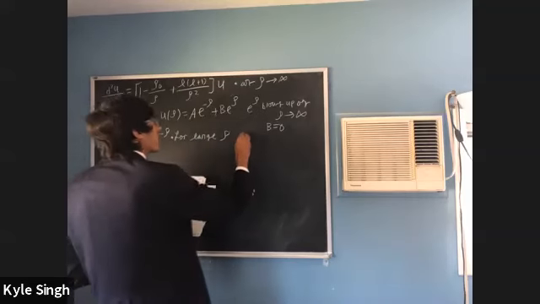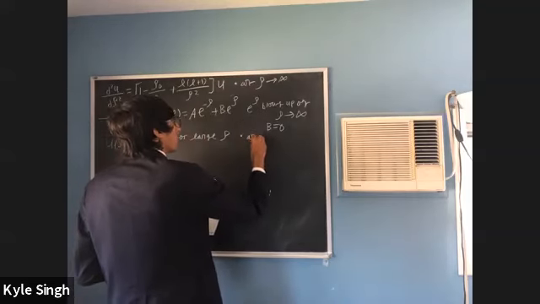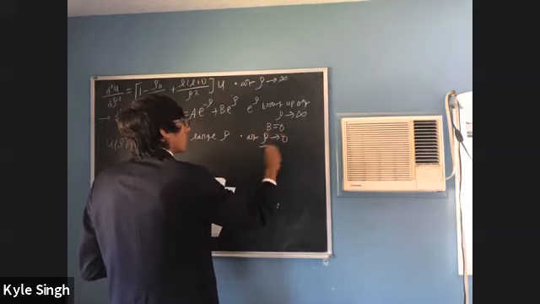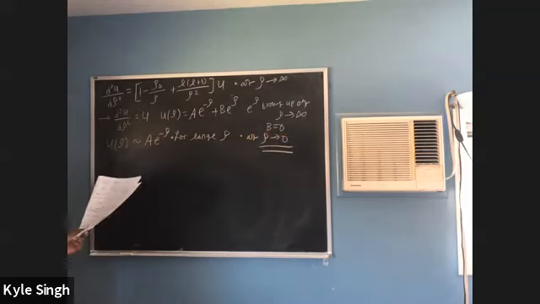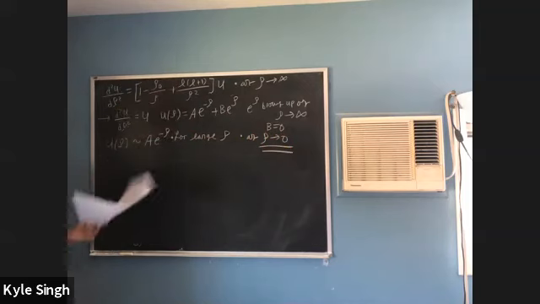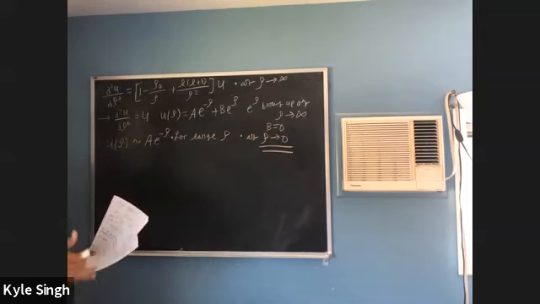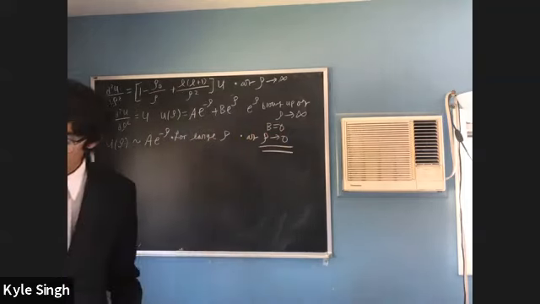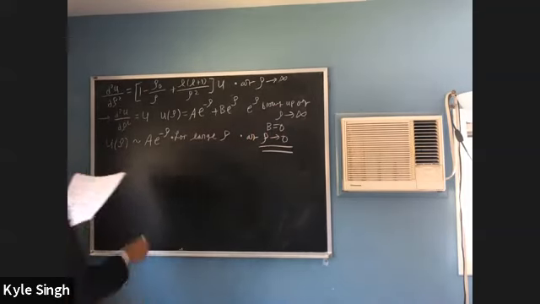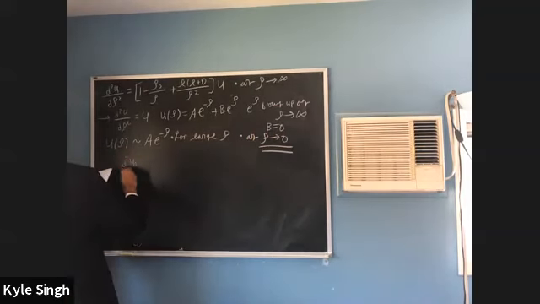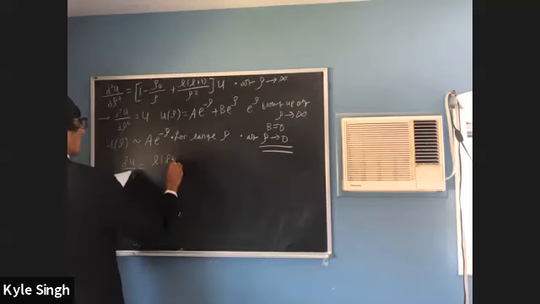Similarly, as rho goes to 0, the centrifugal term dominates, so you can work out that limit in your head. As rho goes to 0, my equation becomes d²u/dρ² equals L(L+1)/ρ² u.